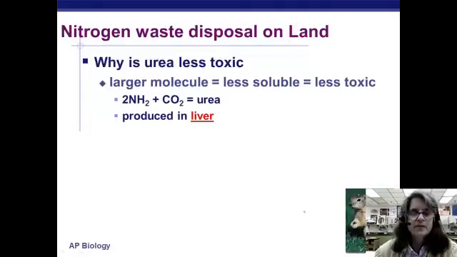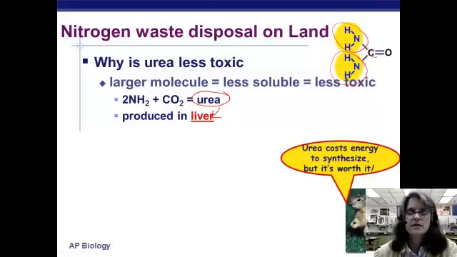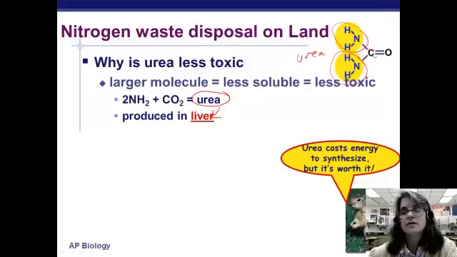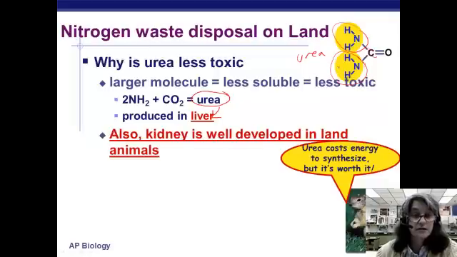So urea, you ought to be aware, is actually made in the liver. Okay, so that's one of many functions of the liver. It looks like this. It's basically two ammonias hung together by this carbon and oxygen. It costs energy for the liver to actually synthesize this urea from ammonia molecules, but it's worth it if you're a dry land organism.